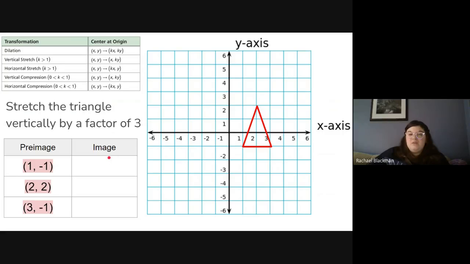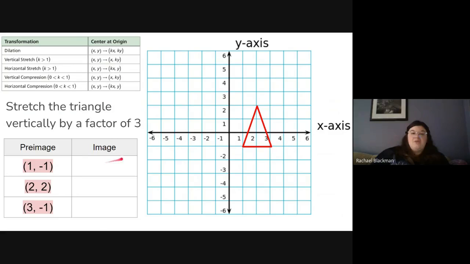If we wanted to find our image, let's look at our coordinate rules and see what it tells us to do. You should have this in your notebook. Stretch vertically, k is greater than 1. So 3 is greater than 1. I'm going to take my coordinate points (x, y) and go to (x, ky). The only thing I'm going to multiply by 3 is my y coordinates. X coordinates are going to remain unchanged. Again, this is a vertical stretch. We're not changing the width. We're only changing the height.